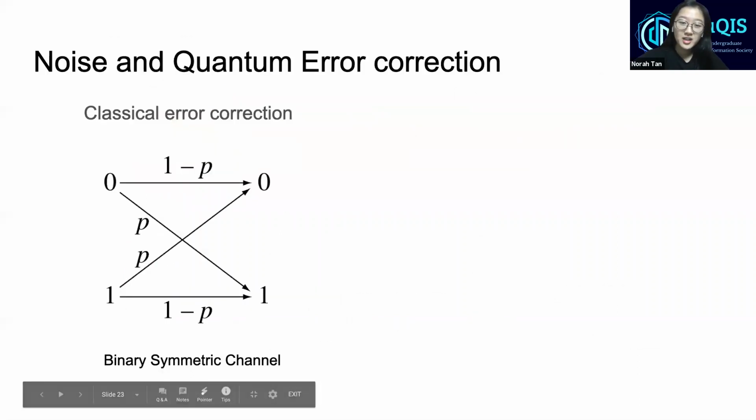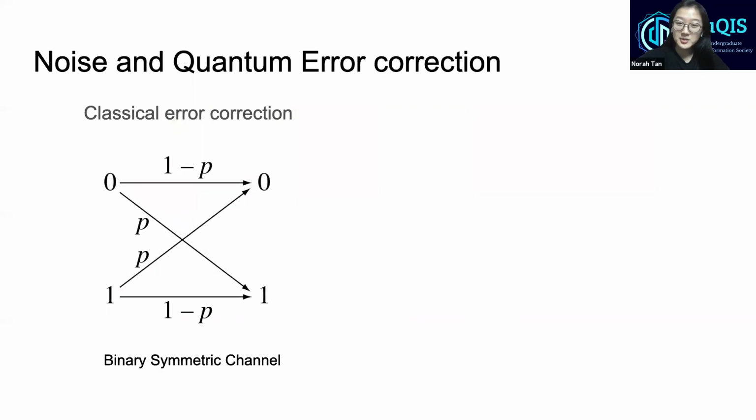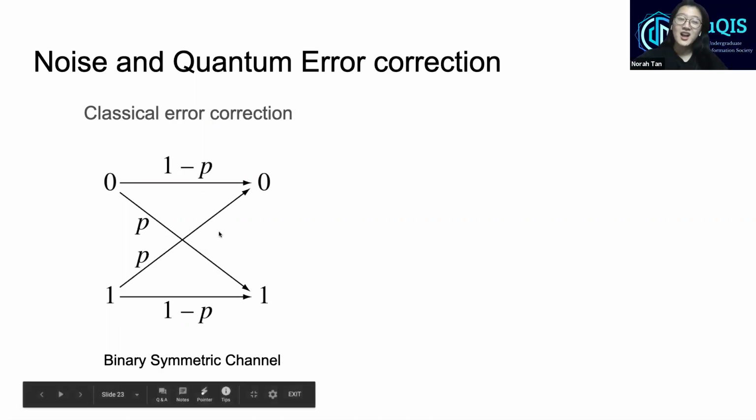So we just talked about the idea of quantum volume, which depends on qubit count and error rate. One way to lower the error rate is by error correction. Classically, if you have never heard about the idea of error correction, I'll explain it to you right now. Classically, bits are represented by 0 and 1.